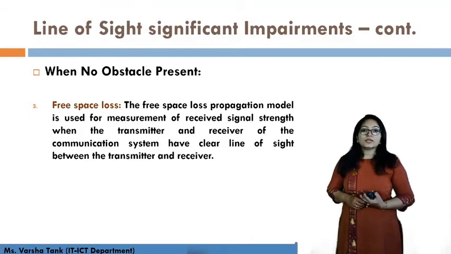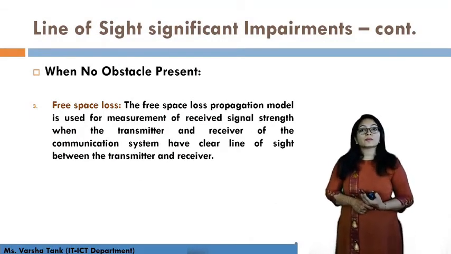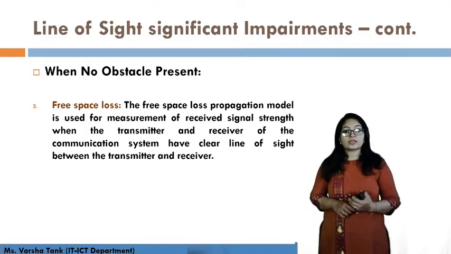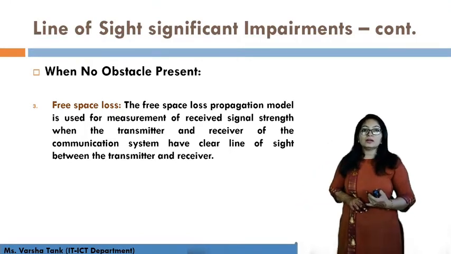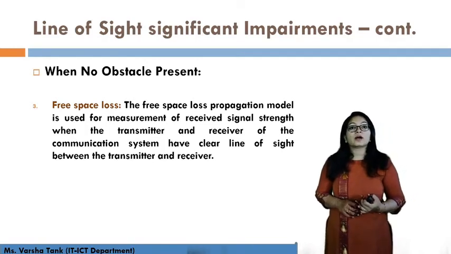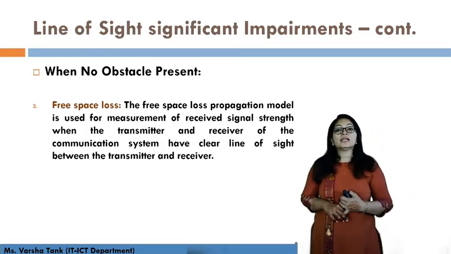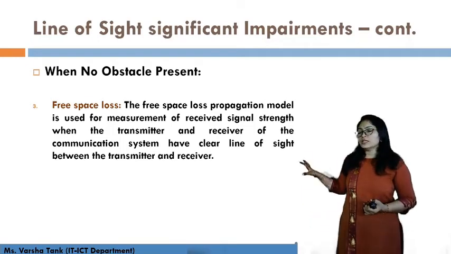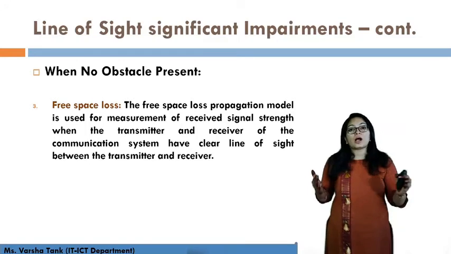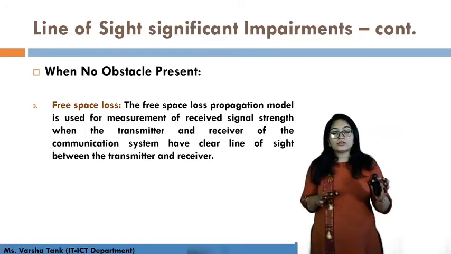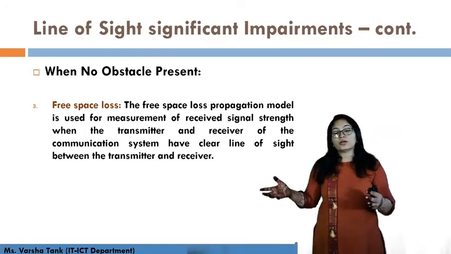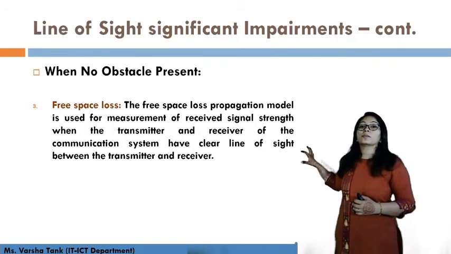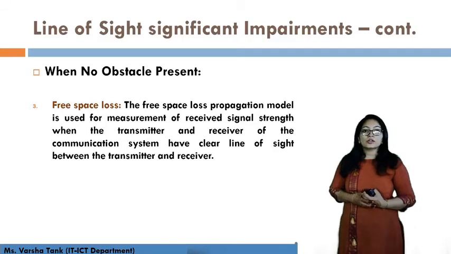Then the last is what? Free space loss. The free space loss propagation model is used for the measurement of the received signal strength when the transmitter and receiver of the communication system have a clear line of sight between them. We use free space loss to count how the transmitter and receiver transmit and receive this signal. So this is one of the propagation models used for measurement.